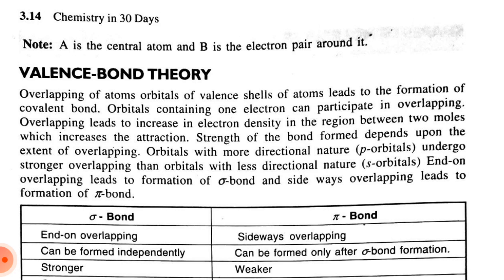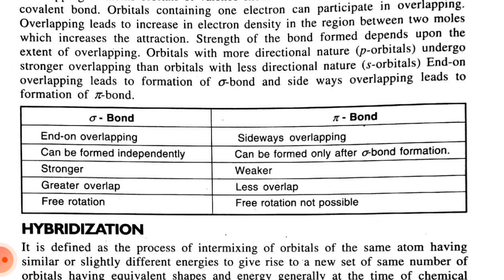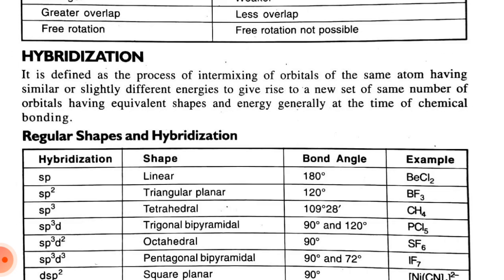Head-on overlapping leads to the formation of a sigma bond, and sideways overlapping leads to the formation of a pi bond. A sigma bond can be formed independently. A pi bond can be formed only after sigma bond formation. Sigma bond is stronger, pi bond is weaker. Sigma bond has greater overlap, pi bond has less overlap. In a sigma bond free rotation is possible, in a pi bond free rotation is not possible.